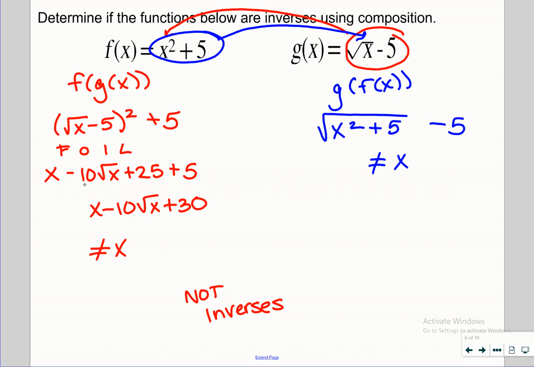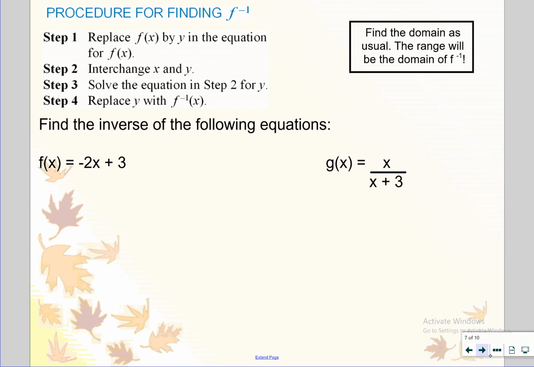Okay, so now the only other piece of the puzzle that we're left with is how to actually find an inverse. Okay, so how we find an inverse, and if you guys did anything with inverses before, this is probably what you did in Algebra 2. These are the steps we're going to use.